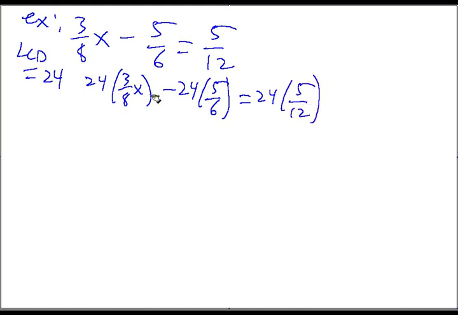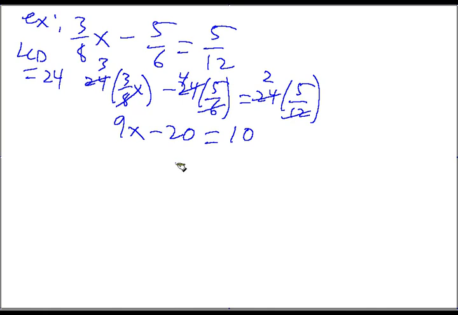As you can see here, 24 multiplied to everything. All right? So I'm not changing the equation at all. Let's simplify that. So 8 into 24, 3 times. So that's good, 9x. And then 6 into 24, 4 times. That'll be minus 20. And then finally on the right hand side I get 12 into 24 twice, so that'll be 10. Alright, not too bad at all.